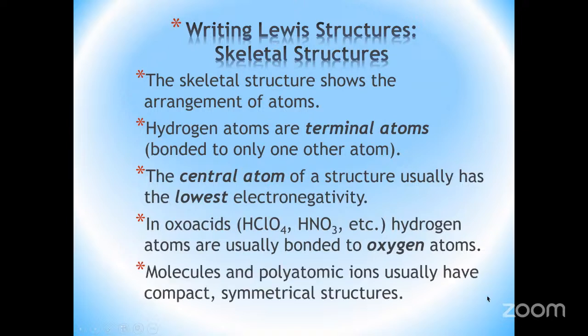The next rule is that when it comes to molecules and polyatomic ions, we try to have the structure be compact and symmetrical. So for example, if you're asked to write down the structure for, let's say, sulfur trioxide, then you wouldn't do it like this. It would be more arranged like this.